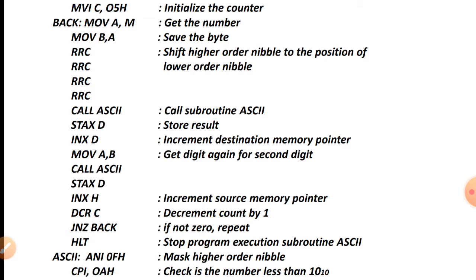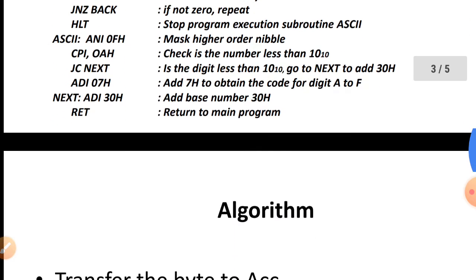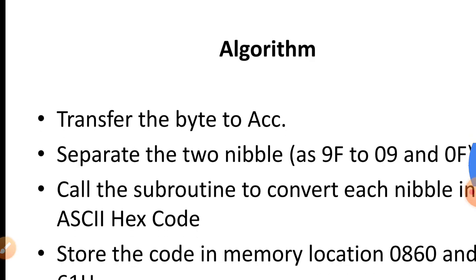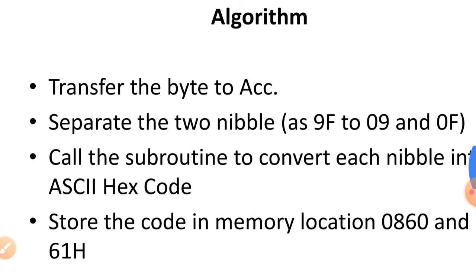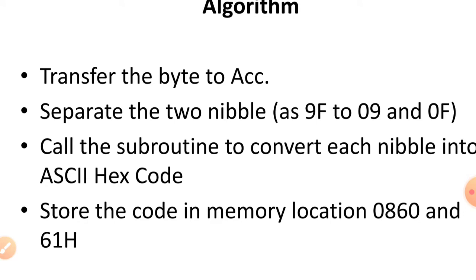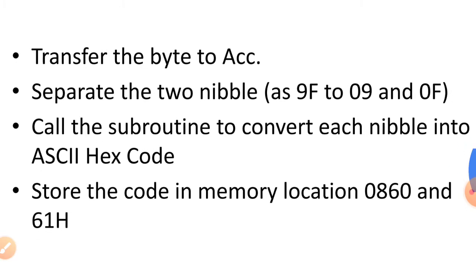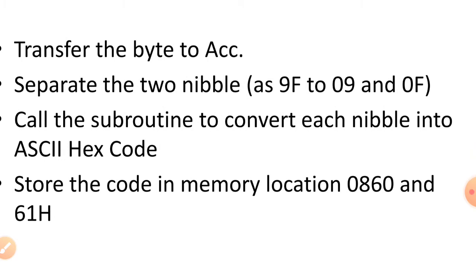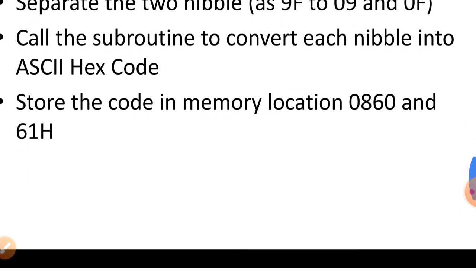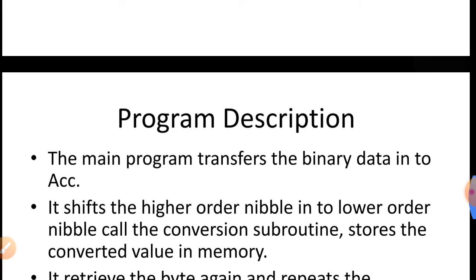सो दैट इज़ हाउ दिस कन्वर्जन प्रोग्राम ऑफ ASCII कोड फ्रॉम बाइनरी टू ASCII इज़ बीन डन. Now this is the algorithm with which we have written the program. First we store the number into the accumulator, we transfer the byte. Suppose the byte is 9F, so we will convert that 9F into first 09 and then 0F, and then we will call the subroutine to convert each nibble into the ASCII hex code, and then we store the number at 0860 and 0861.